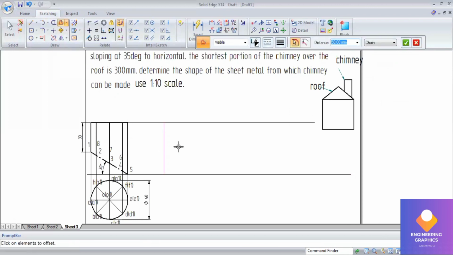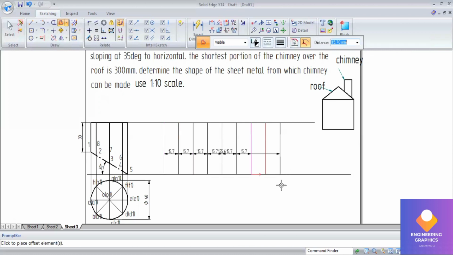Use the offset command and give the length 125.6. That's your pi d length. Enter, click. So that's the total pi d length. Now we have to divide this 125.6 into 8 equal parts. So divide using calculator and you'll get the distance, which is 15.7. And then split it up into 8 equal parts.